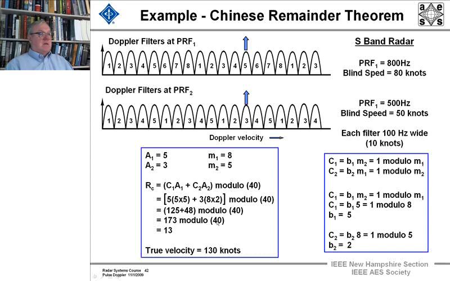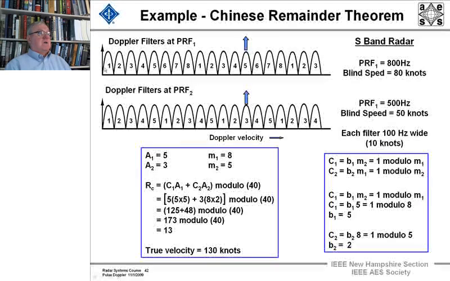173 modulo 40. So all you basically do is divide 40 into 173. If you subtract 40 out of 173 and keep subtracting it till just before you get a negative number, you can subtract it 4 times, 160, and you're left with 13. And this is in units of filters, which you have to multiply by 10 to get the knots. The true velocity is 130 knots.